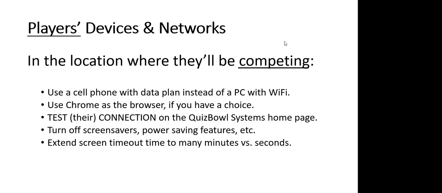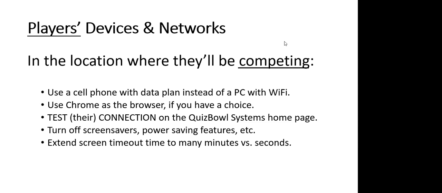I would go back through this list right here. I'd do the test connection, and I would try a different browser. If they're not using Chrome, try Chrome. I would also try to use, well, you said that they don't have access to a cell phone with a data plan. Since they're a student, do they have access to one they can temporarily use just to see if they can play that way?